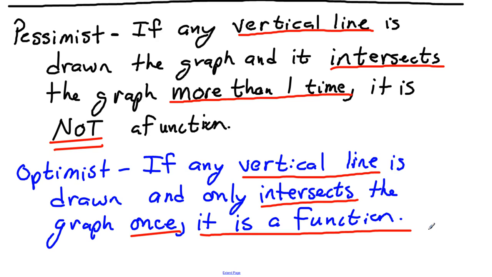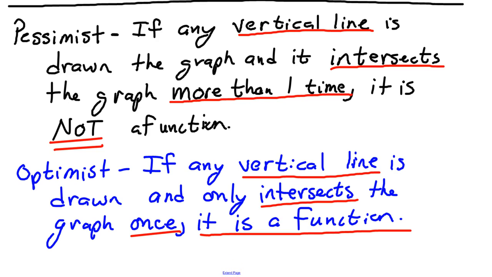If you draw any vertical line, and when we say any, you could draw 100 different vertical lines, and every single one of them only hits the graph one time, it's a function. If you draw 100 lines and 99 don't hit it twice, but the 100th one hits it two times, it's not a function. So it only takes one vertical line hitting it twice to make it not a function.